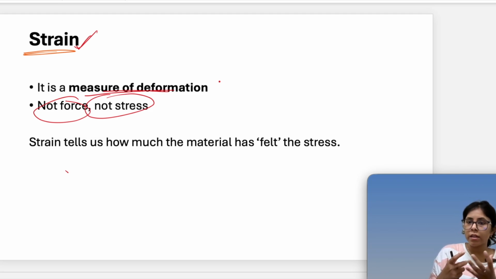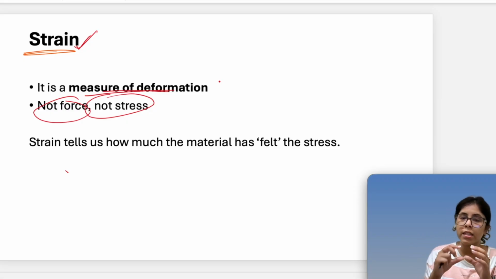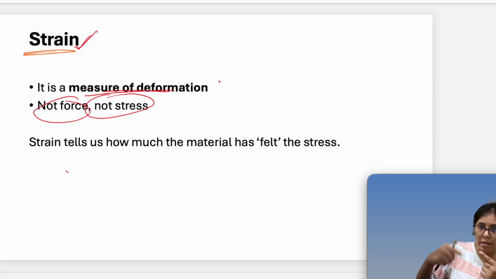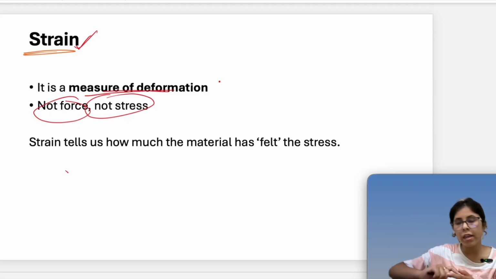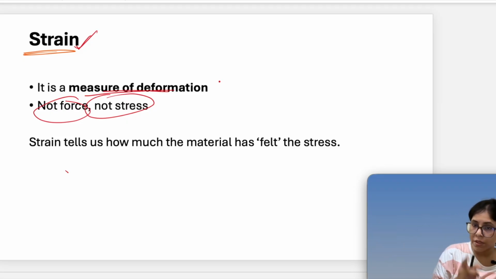We will check the deformation, because deformation is visible. So if we can measure the deformation, we can calculate the strain. Strain is nothing but a measure of deformation. And if somehow we relate that strain to stress, we can calculate stress indirectly. That means strain is measurable and stress will depend on that.